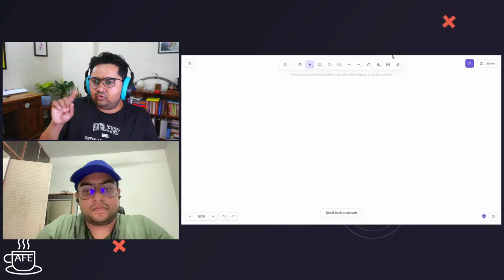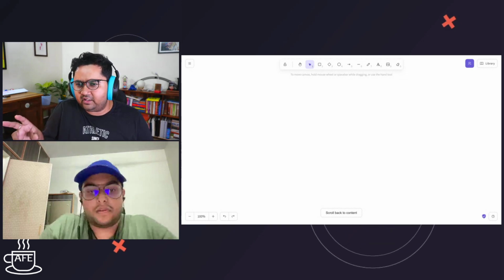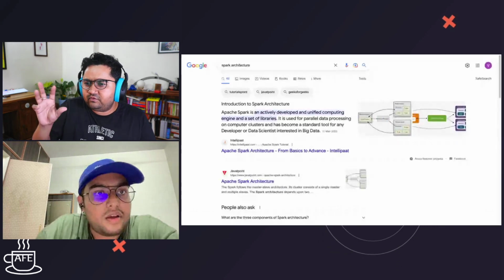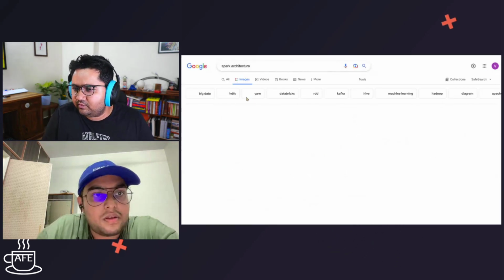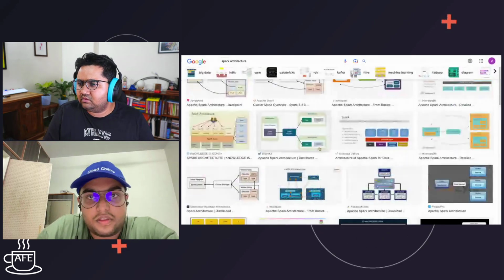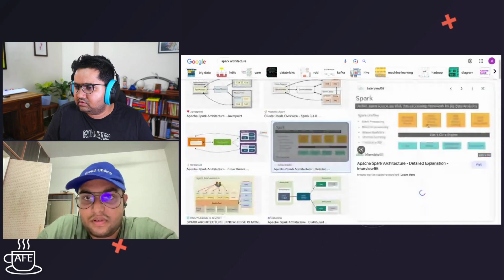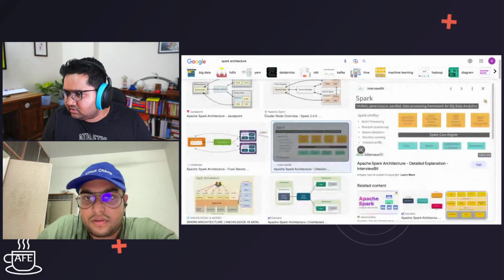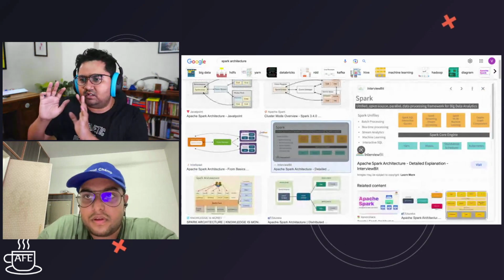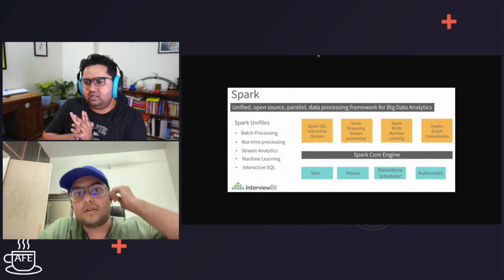I'll ask you to open something. Can you open Spark architecture? Just Google Spark architecture high level. Go to images. I'll tell you which one. Yes, the third one. Go up, go up. Yes, this one, the one that you have. I think I can understand this. Yes, this is what I want you to stop right at.